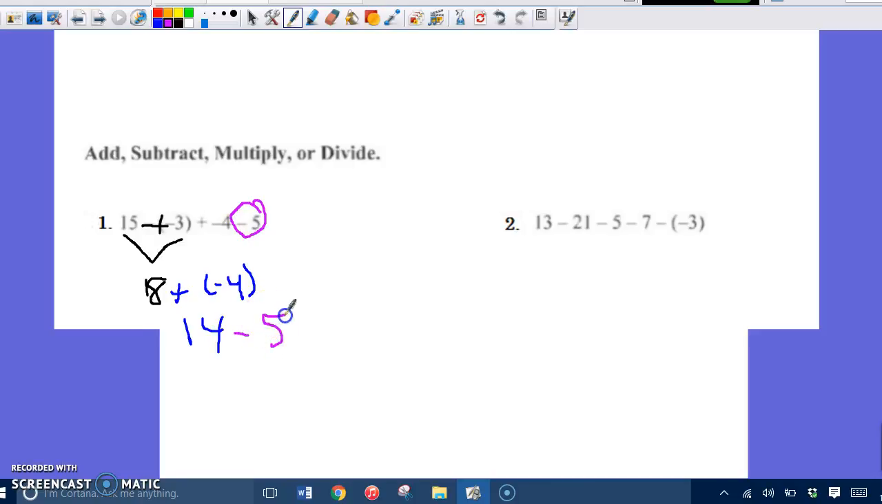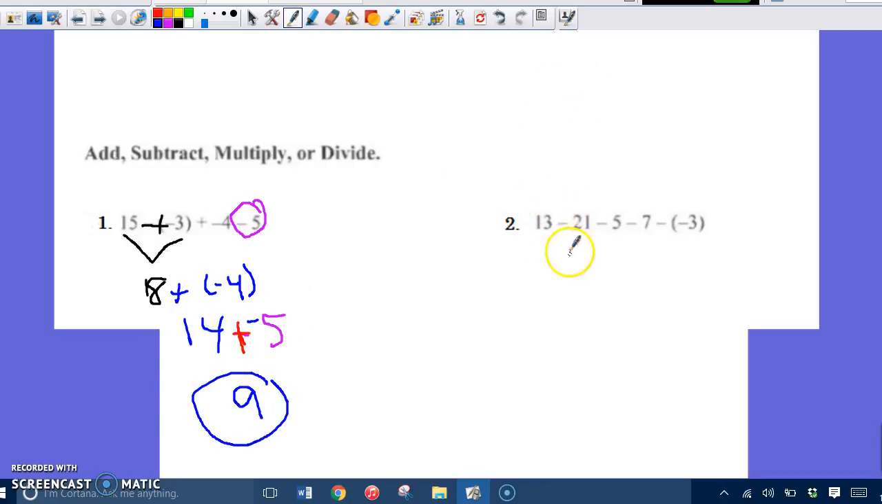See this? And what I have to do here is change it to an addition problem. Change the sign of the second number. Follow my addition rules. A positive plus a negative, I'm going to subtract. This should be 9. Keep the sign of the higher digit. 14 is higher. Final answer is a positive 9.